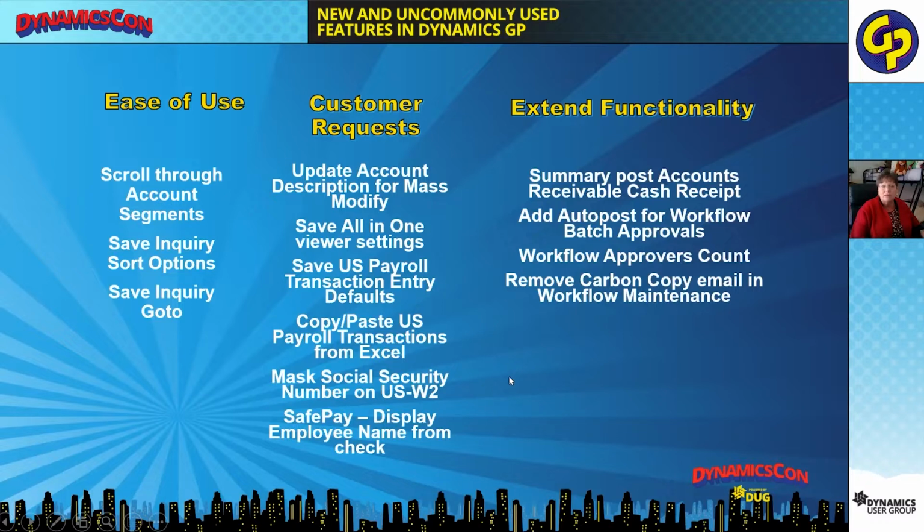Then I'll show you how to mask Social Security numbers on the US W-2, which I realize W-2s are out already, but definitely just a good reminder. And then Safe Pay, displaying the employee name from the check. And then our last section within the new features is the extended functionality. So being able to summary post accounts receivable cash receipts, adding auto post for workflow batch approvals, and then workflow approvers counts, and removing the carbon copy email in workflow maintenance. And we're going to walk through each of those.